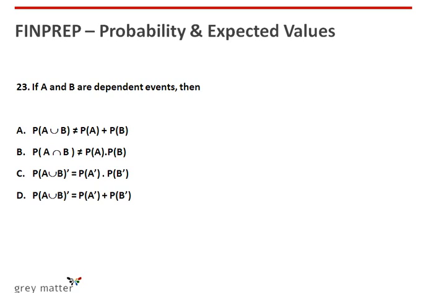23rd question. If A and B are dependent events, then option B is the only right option, because probability of A intersection B cannot be equal to probability of A into probability of B. So it is option B, which says probability of A intersection B is not equal to probability of A into probability of B when they are dependent. Only when they are independent, this will hold good. So option B is the answer for the given question.